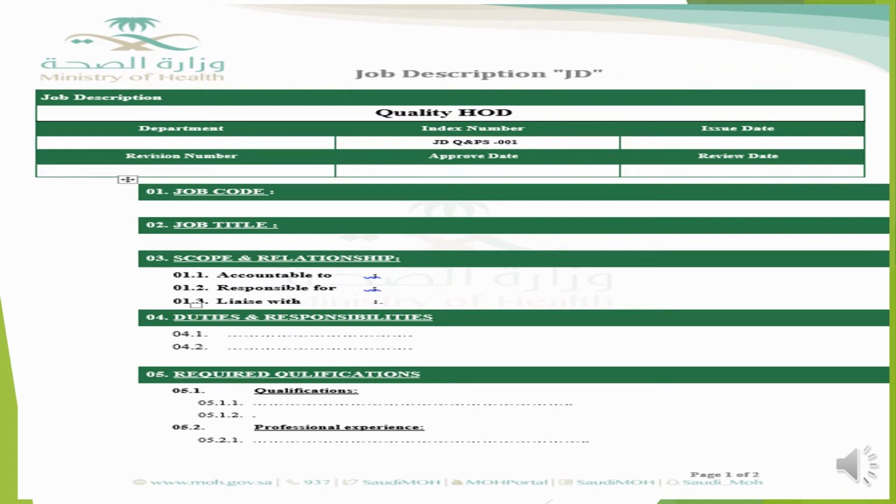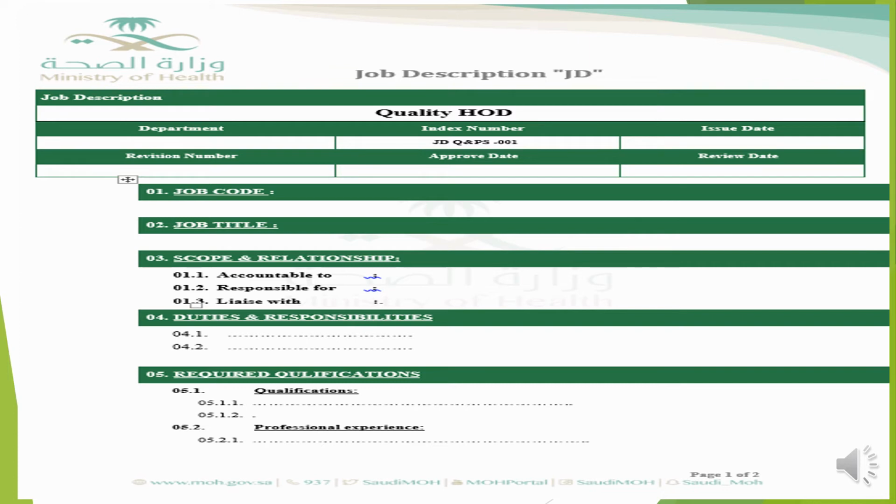It should be 3.1. Accountability, accountable to. Whom do you belong to? Hostel director, head of department, medical director. You are accountable means you are raising your reports to him. He is the one who is doing the annual evaluation for you. He is the one responsible for you.